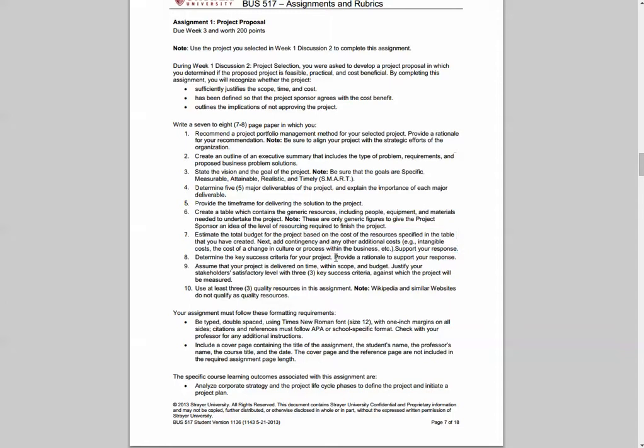What are the key success criteria for a project? How do you know you're successful? And then use at least 3 quality sources in this assignment. There are many web-based sources. If you're a PMI member, and I'd encourage you to be a student member, you can find the PMBOK guide. There's also the practice standard for the work breakdown structure. There are a lot of interesting standards and materials you can use to help build this.